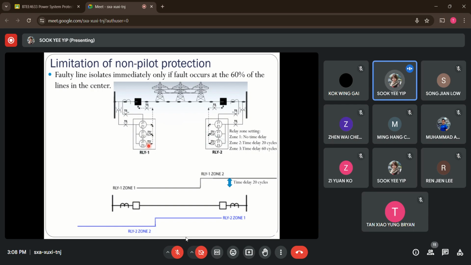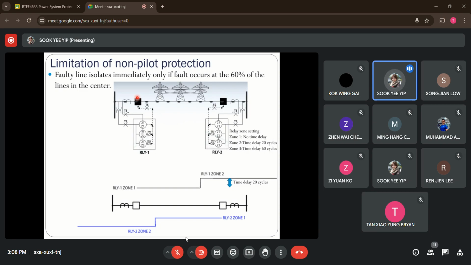In this case it is 60 cycles of times. Alright, so both relays at each side, like relay 1 and relay 2 here at the other end, have a zone 1 setting, correct? And zone 1 setting is always set to be under-reaching, all right? So that is only covering 80% of the transmission line.